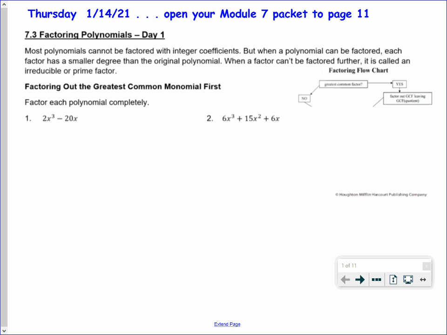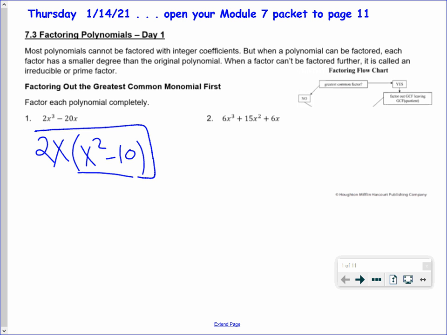So for number 1 and number 2 in your notes, we're asked to factor each polynomial completely. So for number 1, all we can really do is factor out 2x. So that's where we'll start. When we factor it out, we're left with x squared minus 10 inside the parentheses. Okay? And from here, we can't really do anything. X squared minus 10 is about as factored down as we can get. So this is our factor for number 1.